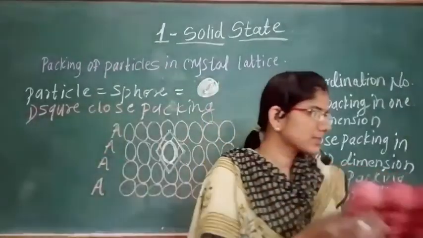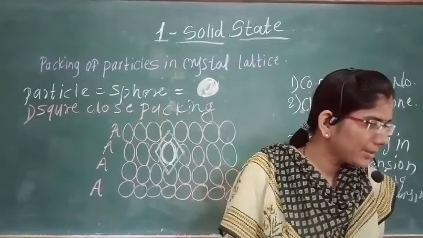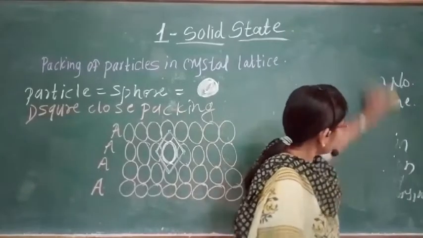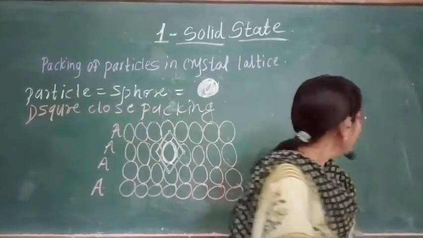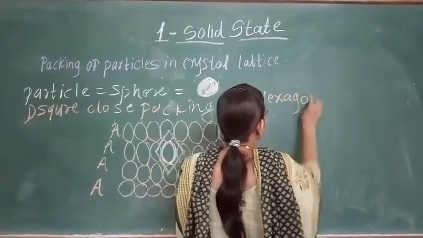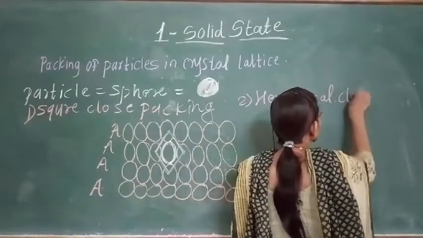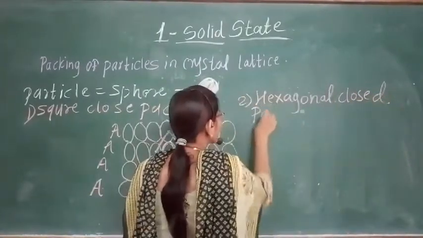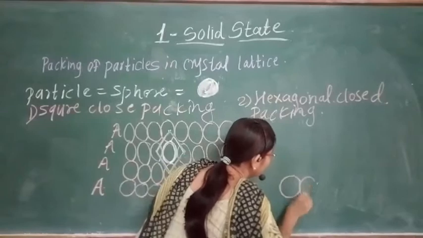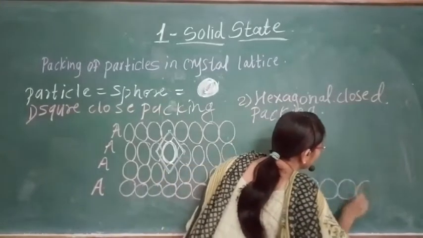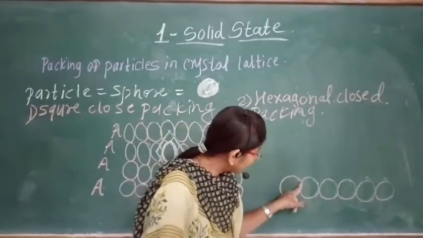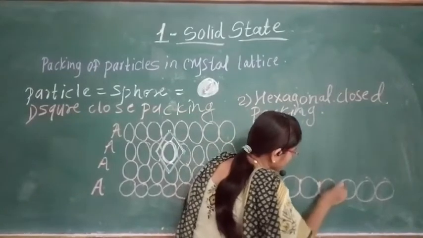But in a two-dimensional structure, here we have a second type, it is called a hexagonal closed packing. In hexagonal closed packing, suppose here we have a type of arrangement. So these are the troughs and these are the depressions.